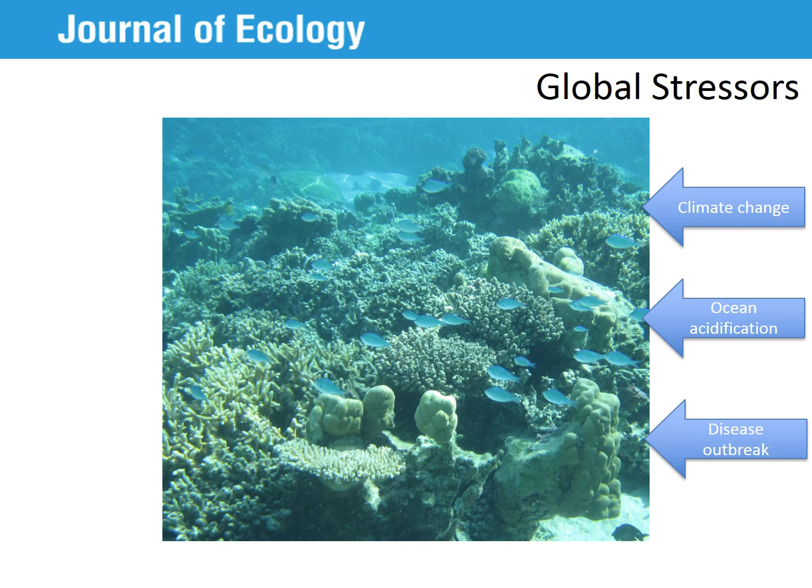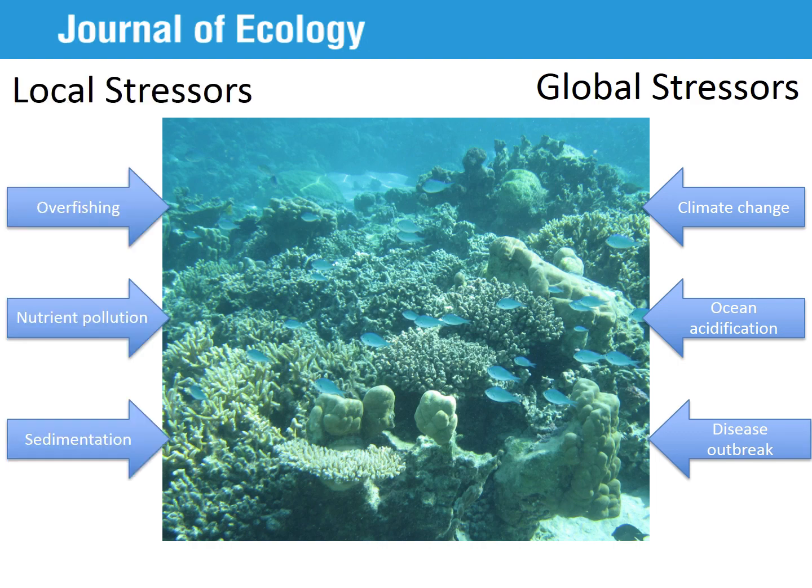The system I work in is coral reefs. Coral reefs are among the most impacted ecosystems in the world and are threatened by multiple stressors. These stressors occur on both the local and global scale. Global stressors include things like climate change, ocean acidification, and disease outbreak. These types of stressors arise from processes that occur on a large scale and are thus quite challenging to manage. Local stressors include things like overfishing, nutrient pollution, and coastal development resulting in sedimentation.